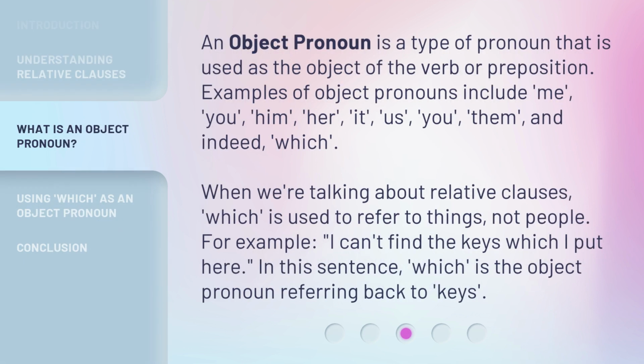An object pronoun is a type of pronoun that is used as the object of the verb or preposition. Examples of object pronouns include me, you, him, her, it, us, you, them, and indeed, which. When we're talking about relative clauses, which is used to refer to things, not people. For example, I can't find the keys which I put here. In this sentence, which is the object pronoun referring back to keys.